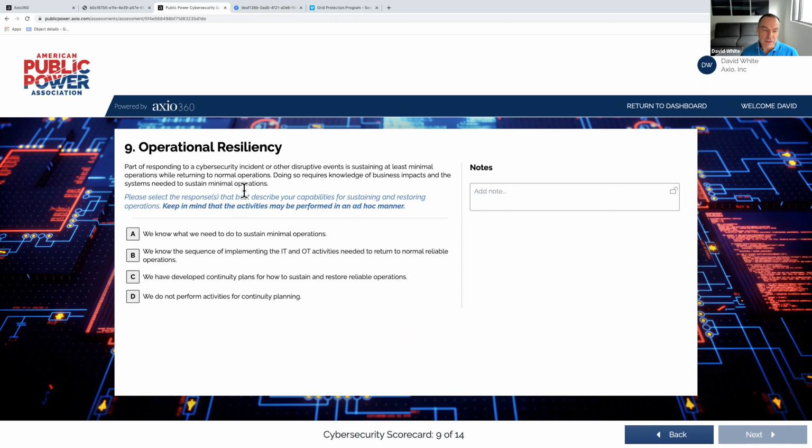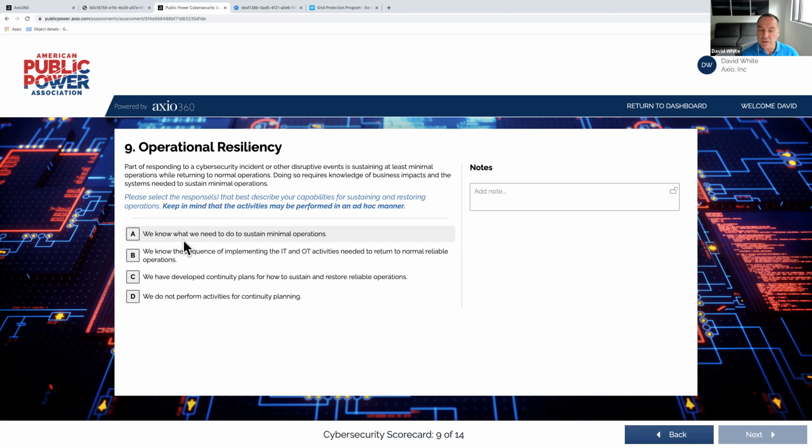Operational resiliency is about returning to normal operation after an event. And utilities, in my experience, and I doubt anybody on the phone will disagree with me, are really good at returning to normal operations after weather events and other major events. This is a muscle that utilities have like almost no other organization, because you guys flat know how to respond to a weather event.